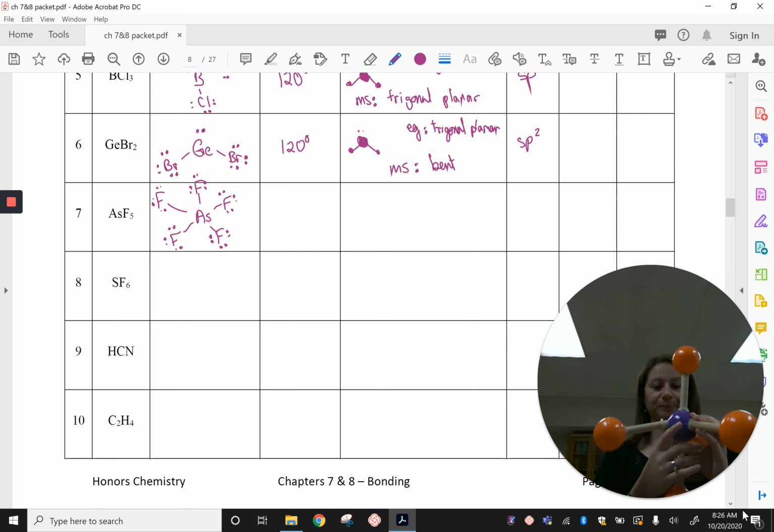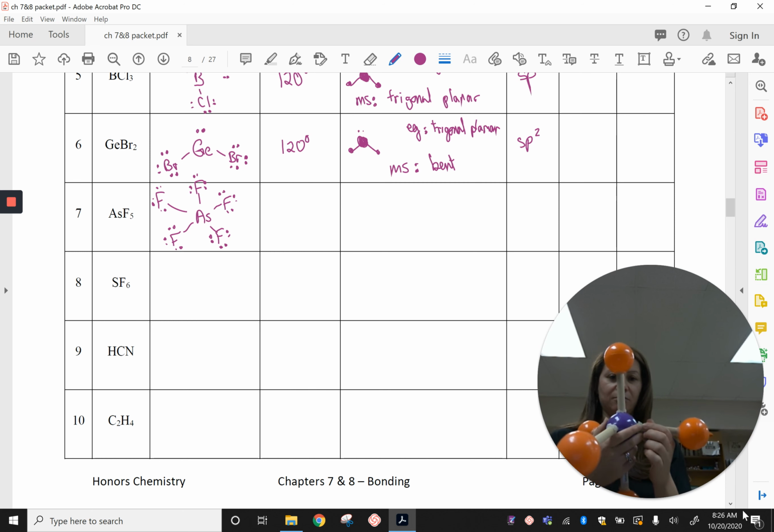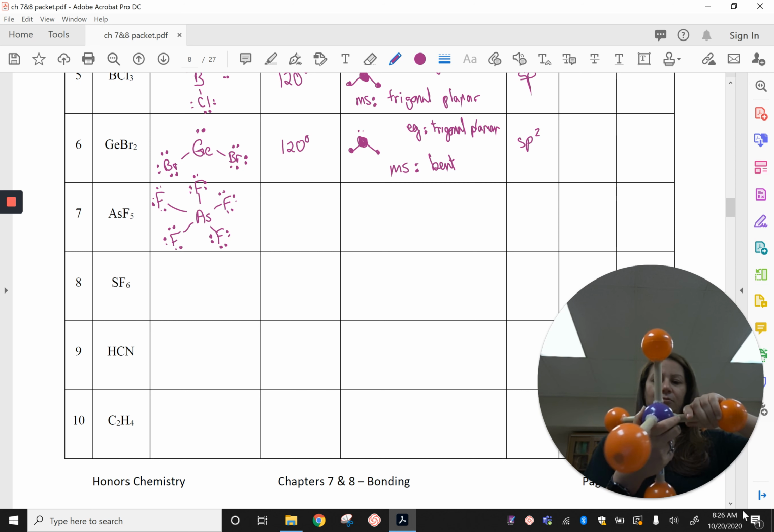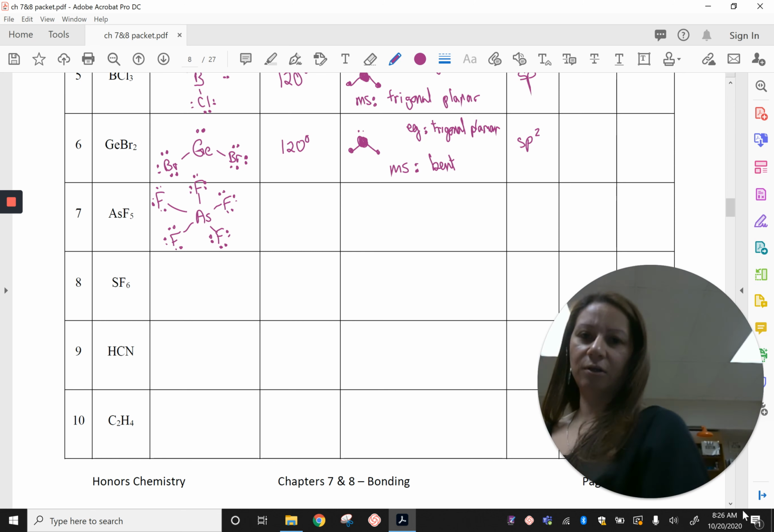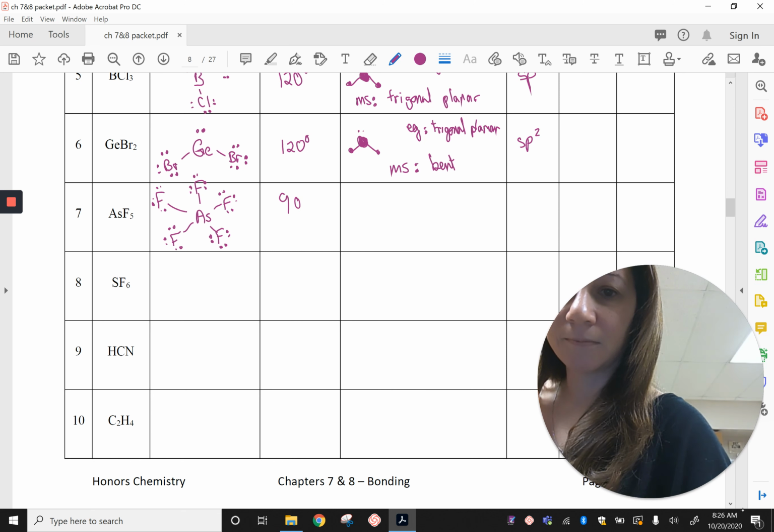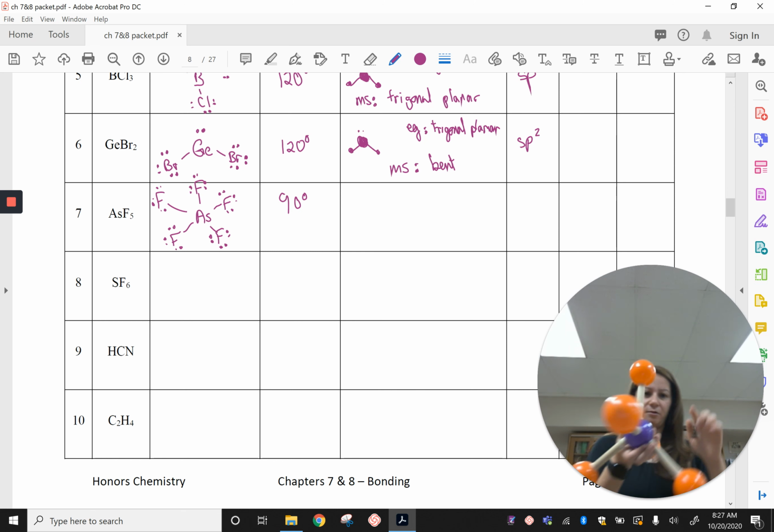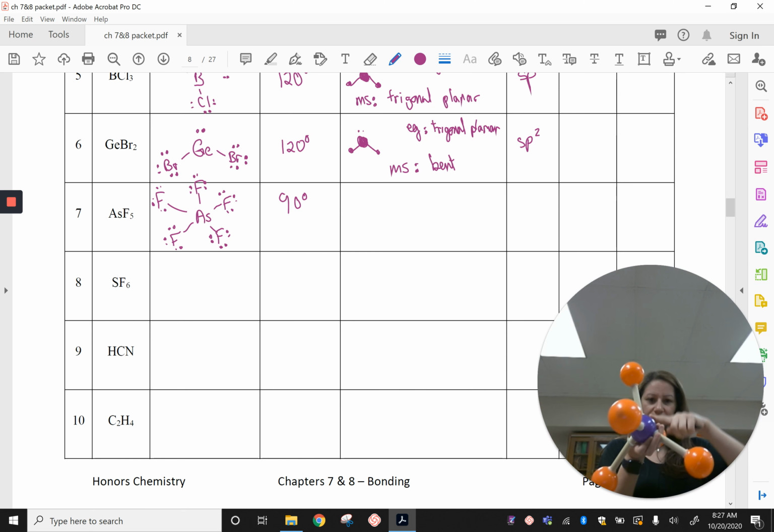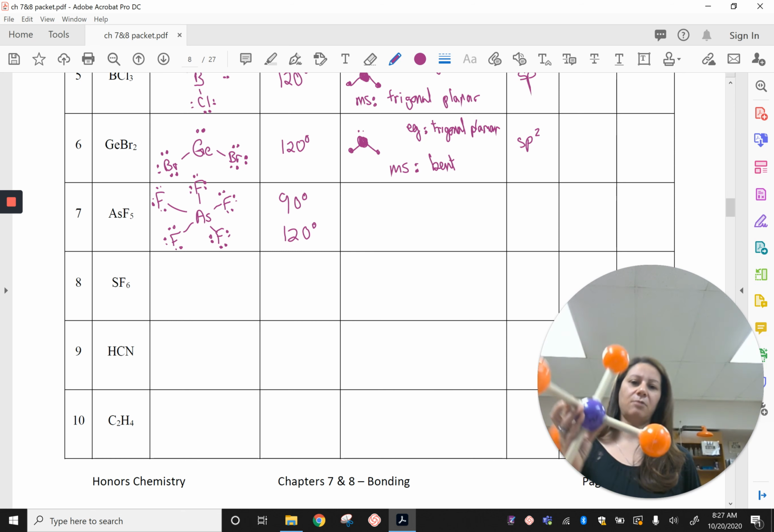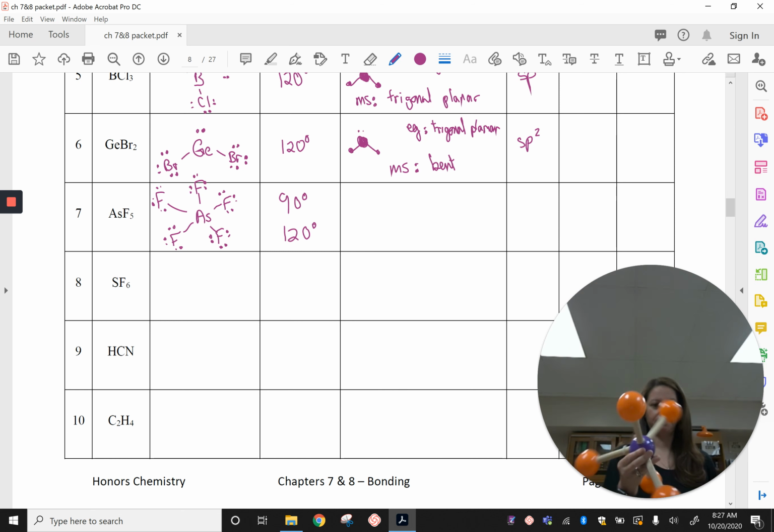That's the shape. Let's look at the angles. So this angle is 90, right? All these angles are 90. So 90 degrees. But then these are 120 apart. So this shape actually has 2 bond angles, 90 and 120.